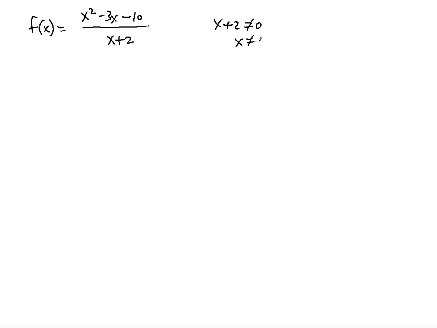So x cannot be equal to negative 2. However, notice that we can actually remove this discontinuity if we factor the numerator. The factors of negative 10 whose sum is negative 3 are negative 5 and 2. So x minus 5 times x plus 2 gives you x squared minus 3x minus 10, divided by x plus 2. Notice that now this troublemaker x plus 2 is cancelled out and we're left with x minus 5.